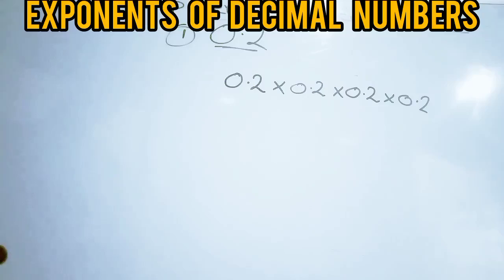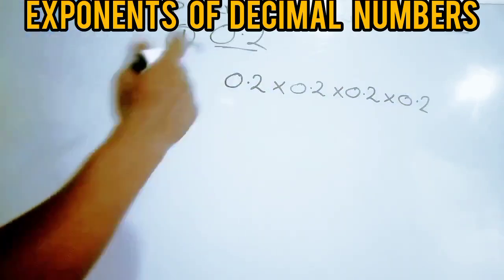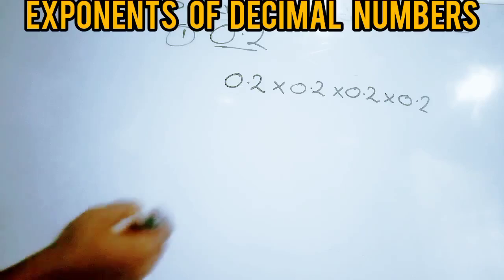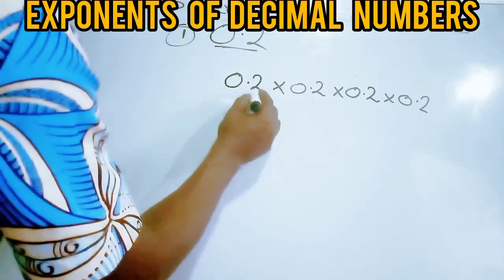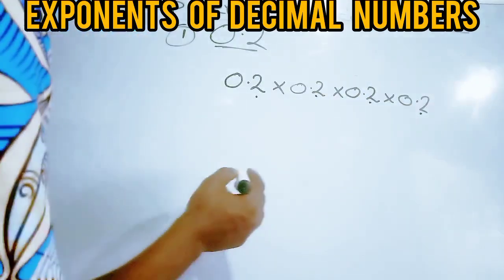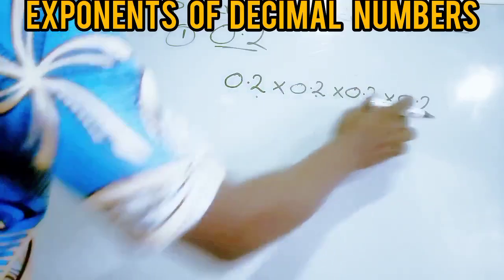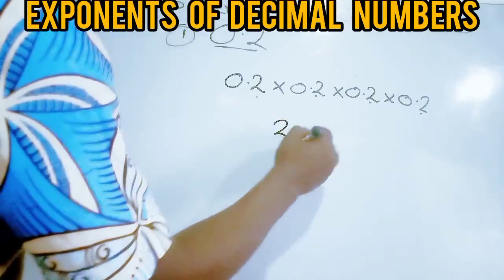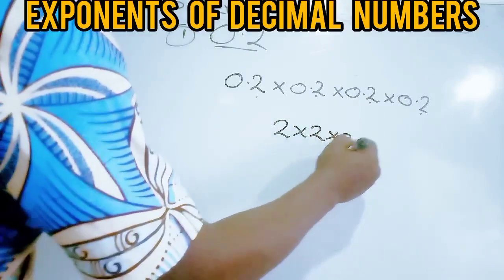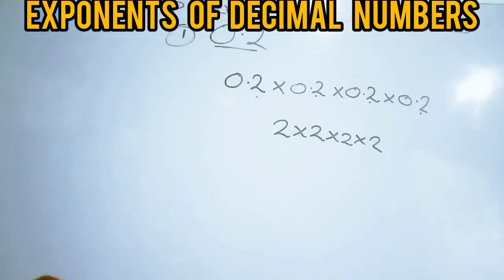What do we do now? What you do is that you will now take the significant numbers, the real numbers, and multiply them. So I'll be having the first 2, second 2, third 2, and fourth 2. I'll be taking the 2 times 2 times 2 times 2. Okay, now let's move on.